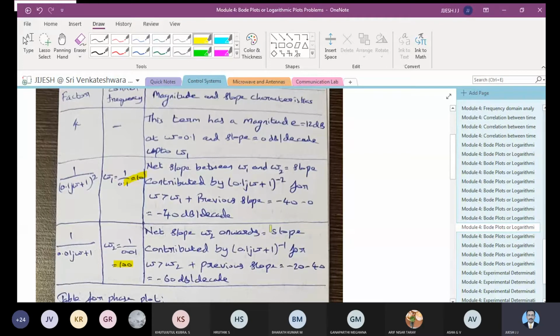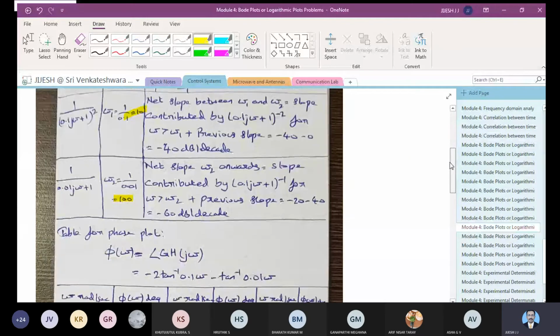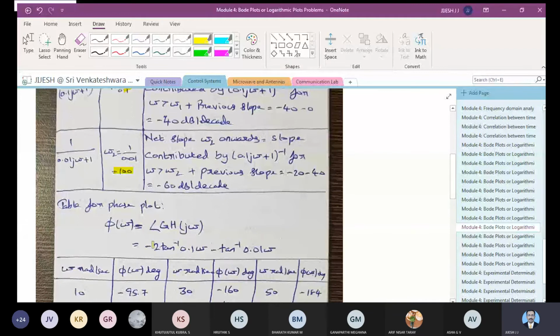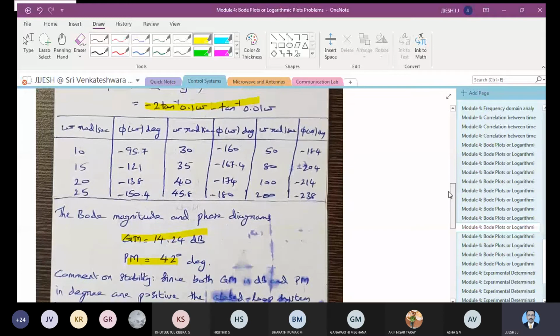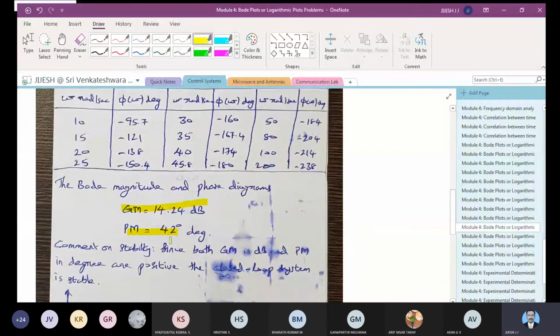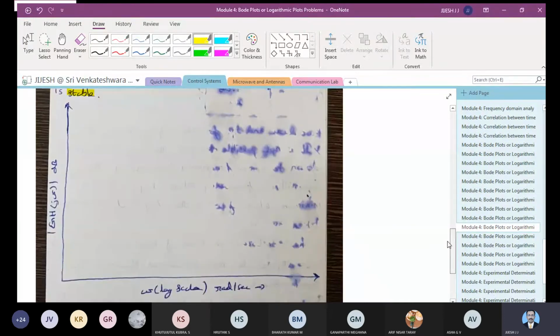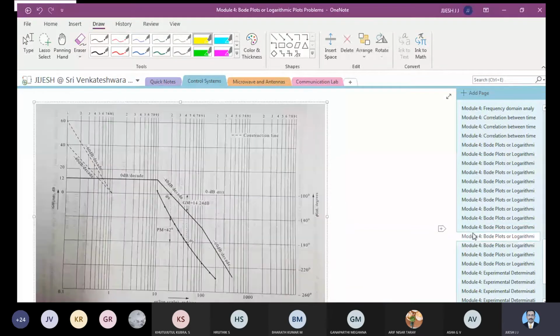All these problems you can solve. Corresponding slopes will be obtained, and after that you need to write the phase equation and then plot the entire table for different values of omega. You will get different values of phi. Here the gain margin will be 14 and phase margin will be 42. Both the numbers are positive, so you can say it will be a stable system. The solution is there with you, and the graph you will get in this form.